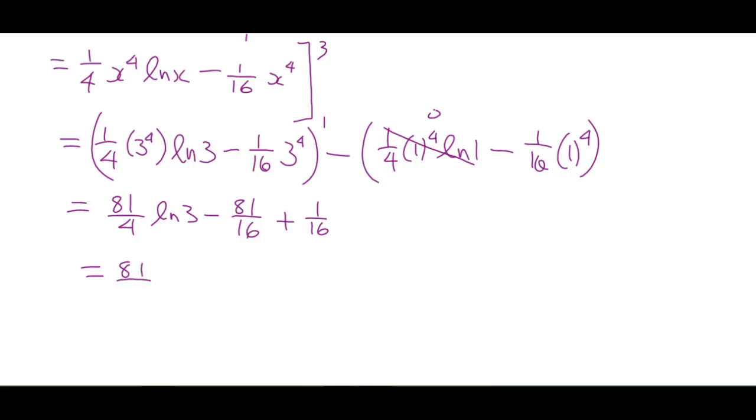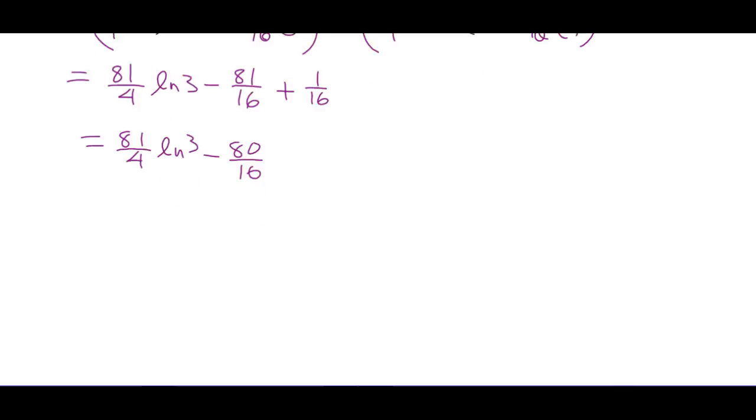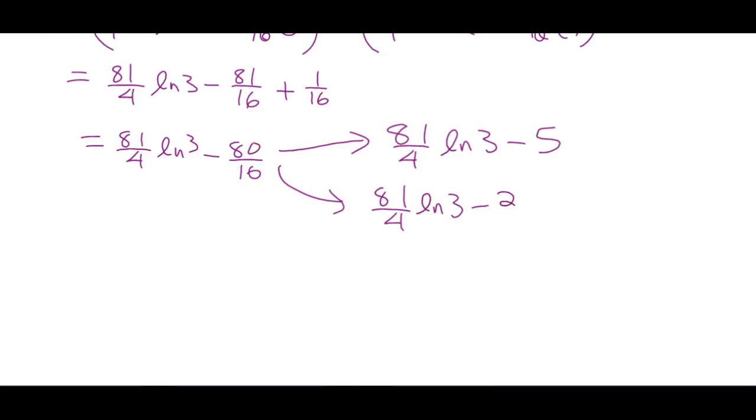All right, so we've got 81 over 4 ln 3 minus 80 over 16. Now, 80 over 16 is 5. Okay, so at this point, it's now option time. So 81 over 4 ln 3 minus 5, or 81 over 4 ln 3 minus 20 over 4, which is 81 ln 3 minus 20 all over 4.